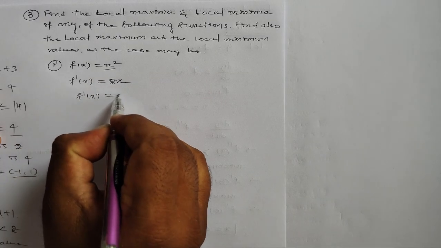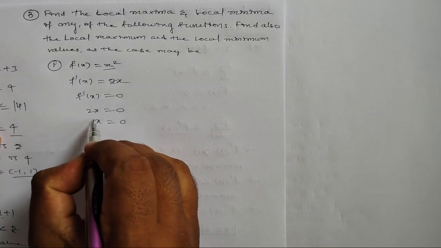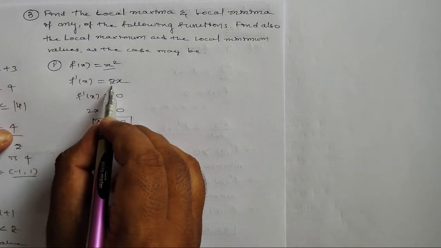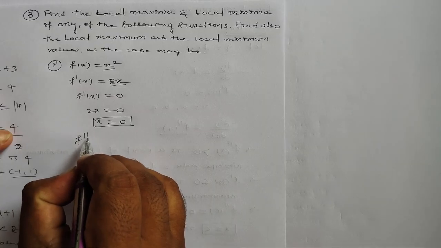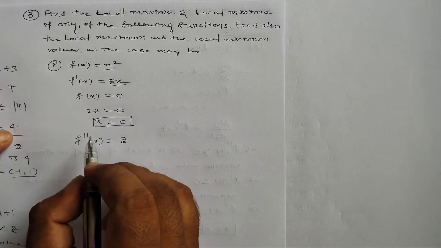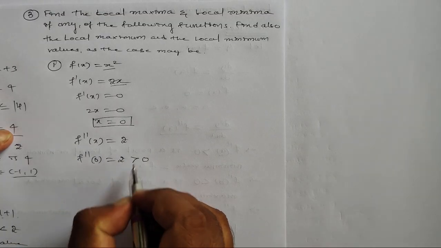f'(x) = 0, then 2x = 0. So what is the x value? x becomes 0. Again I will differentiate this function. f'(x) is 2x, and f''(x) becomes 2. I'll substitute 0 here: f''(0) = 2. So 2 is greater than 0.